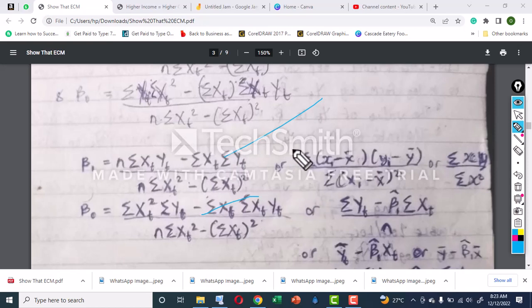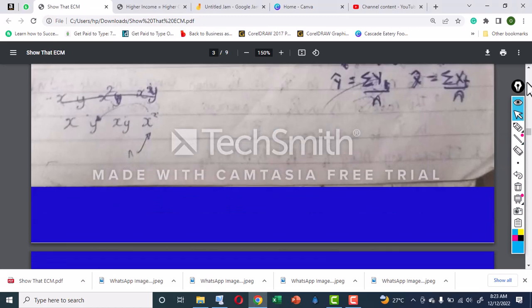But beta 1 can also be this. This is another formula for beta 1, or this. So we are going to prove this now. Beta 0 can be this. I'm not sure I'm going to prove this one. I don't know how to prove it. But you can still use scope. By the time you see it in the exam, you may use scope. But I don't think I have the time to check this out yet. But let's check the one below.